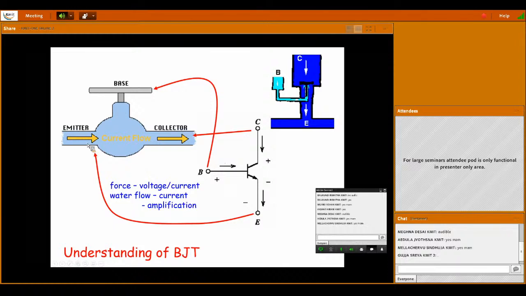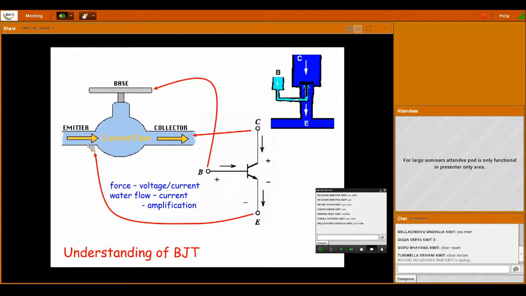Is it clear, everybody, this concept? Please respond now. Is it clear everybody? Do you have any doubts till this? Do you have any doubts? Clear? Is it clear? Right.